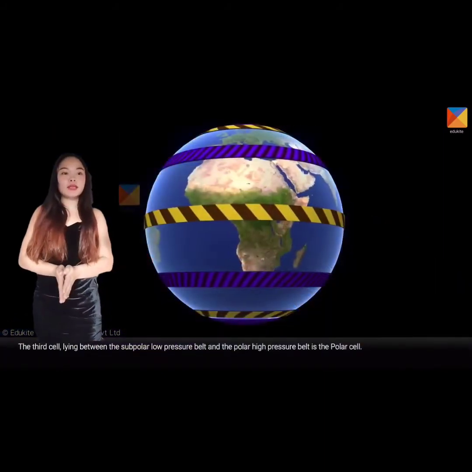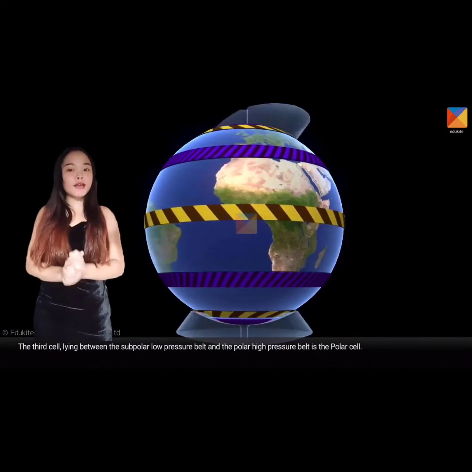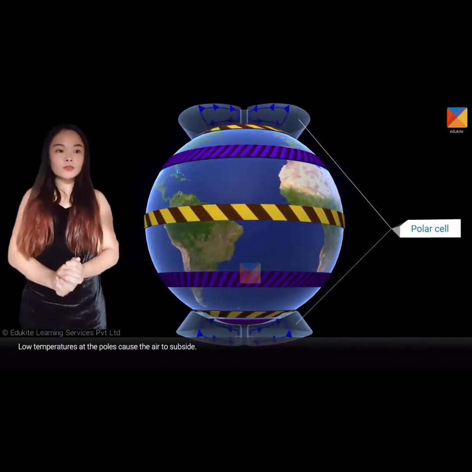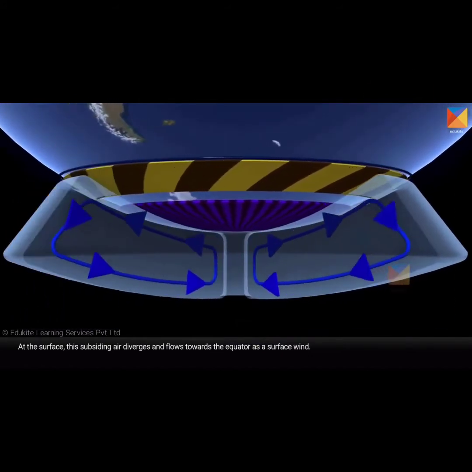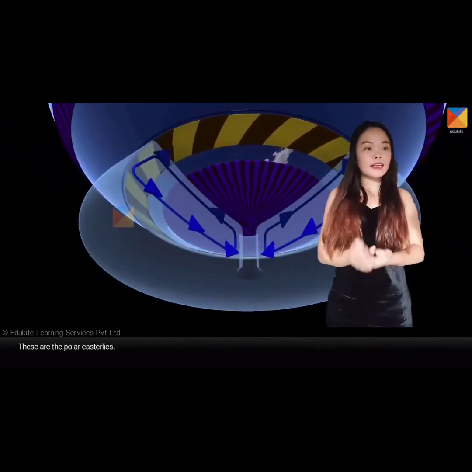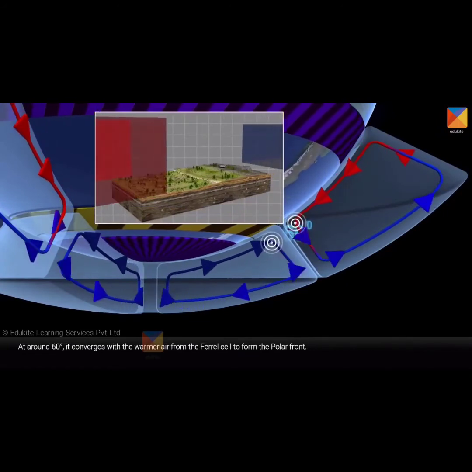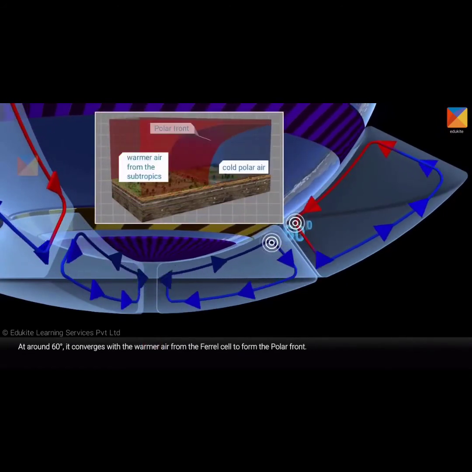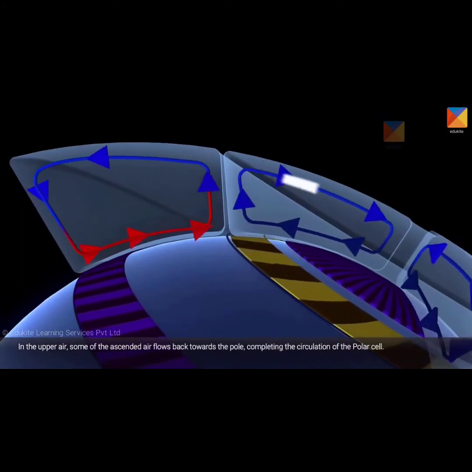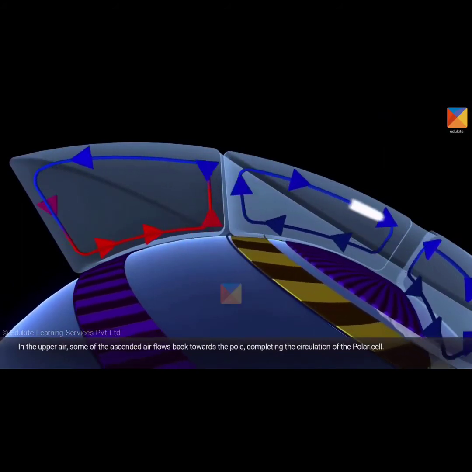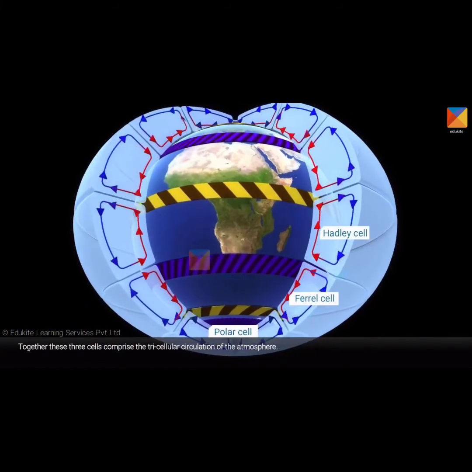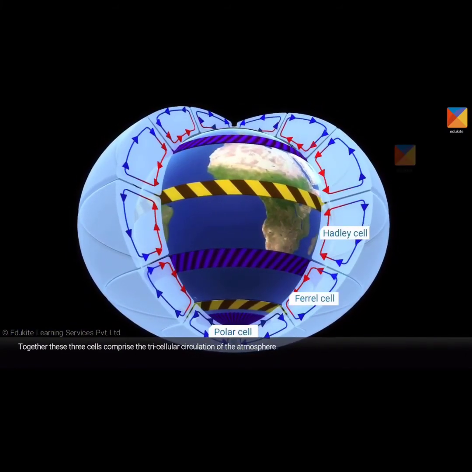The third cell, lying between the subpolar low pressure belt and the polar high pressure belt, is the polar cell. The low temperature at the poles causes the air to subside. At the surface, the subsiding air diverges and flows towards the equator as a surface wind. At around 60 degrees, it converges with the warmer air from the Ferrel cell to form the polar front. The air ascends along the polar front. In the upper air, some of the ascended air flows back towards the pole, completing the circulation of the polar cell. Together, these three cells comprise the tricellular circulation of the atmosphere.